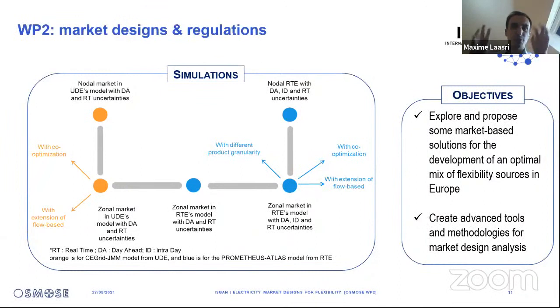So as you can see, we have sort of a duplicate. This is because we are using 2 different models for these studies. The model represented in blue is a model from RTE called Prometheus and Atlas. I'll provide some detail about that afterwards. And the model represented in orange is the model CGRID JMM from UDE, University of Duisburg-Essen in Germany, who will present afterwards.